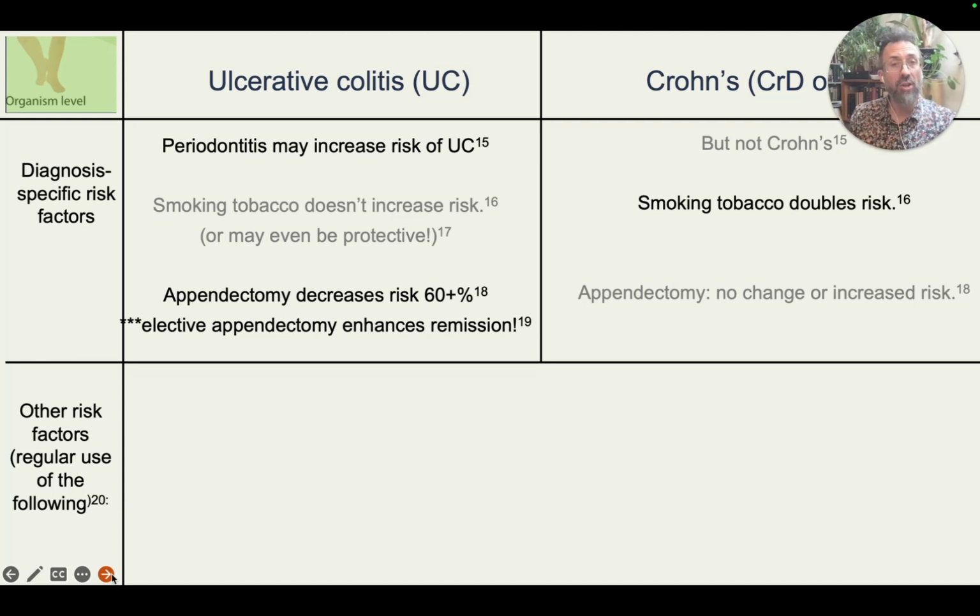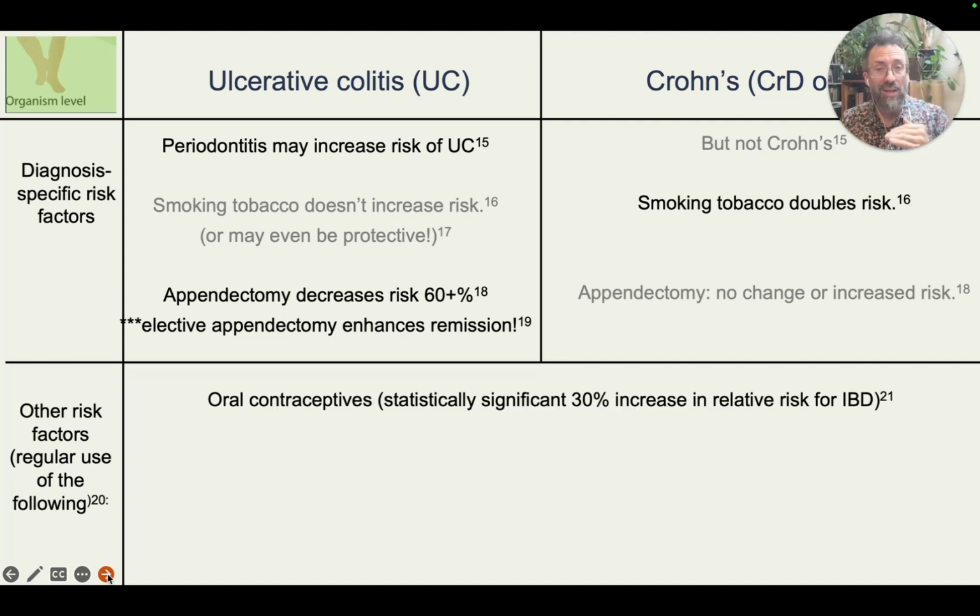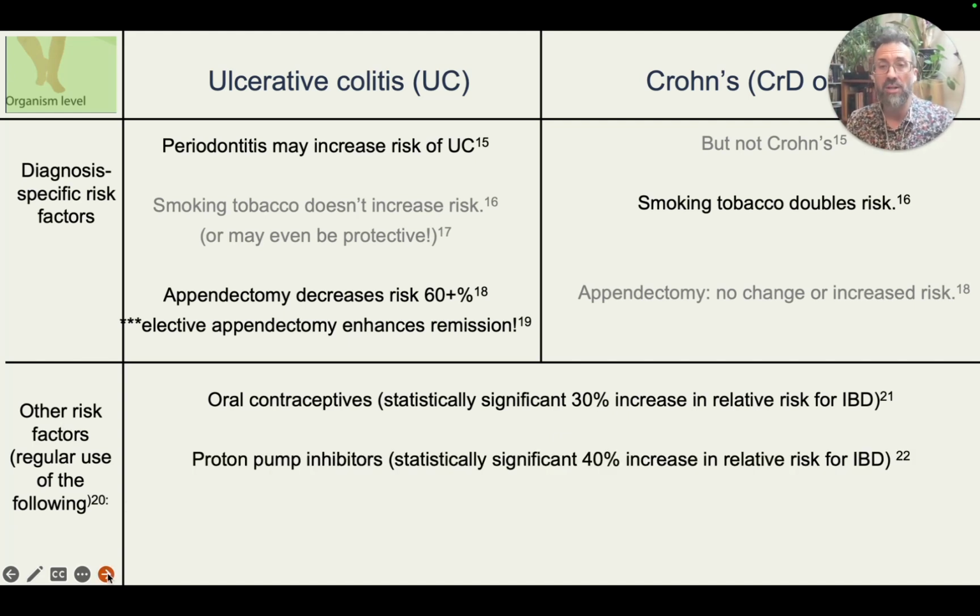Other risk factors that are common to both of these, there are a ton, but some important ones to mention are that regular use of the following things increases your risk of inflammatory bowel disease. One is oral contraceptives. Some early studies showed that oral contraceptive use tripled your risk of ulcerative colitis and didn't affect your risk of Crohn's. But more recent studies show that there's probably a 30% increased risk in both of them, more or less, if you are a regular user of oral contraceptives.